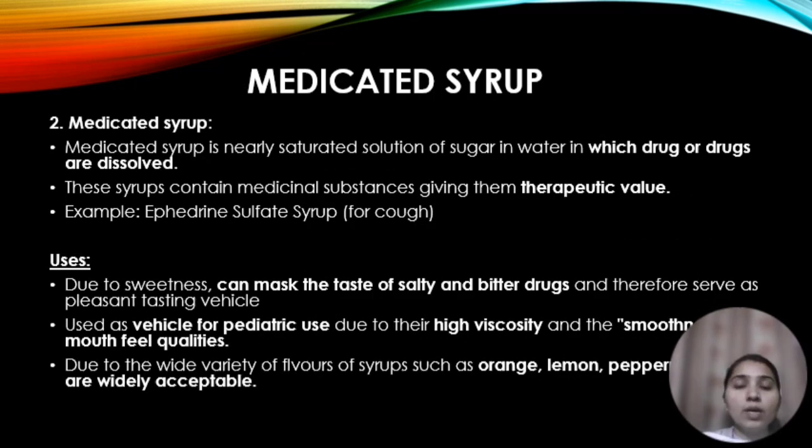Next is the medicated syrup. The medicated syrup is a nearly saturated solution of sugar in water in which one drug, or two or three drugs, are dissolved. This syrup contains medicinal substances giving it therapeutic value. An example is ephedrine sulfate syrup for cough. Its uses: it can mask the taste of salty and bitter drugs, and it is used as a vehicle for pediatric use due to its high viscosity and smooth mouth feel. A wide variety of flavors such as orange, lemon, and peppermint are widely acceptable in the medicated syrup.